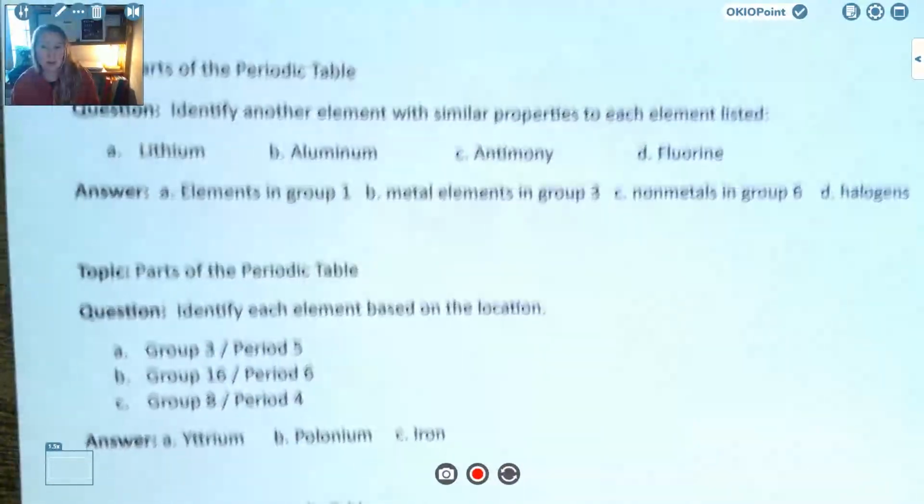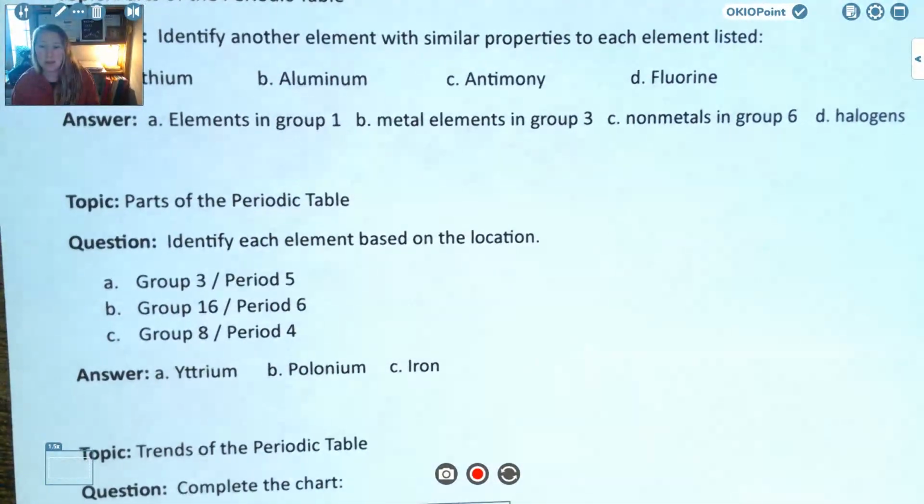Then another one about parts of the periodic table is helping them identify elements based on location. I know some people will play Battleship with this. Battleship would be great for middle school, but for high school, I think this is a pretty quick and easy skill for them to do. This is how we read it. It's a code: group, period, see where they intersect and tell me what element it is. So I give them a couple of different ones here.